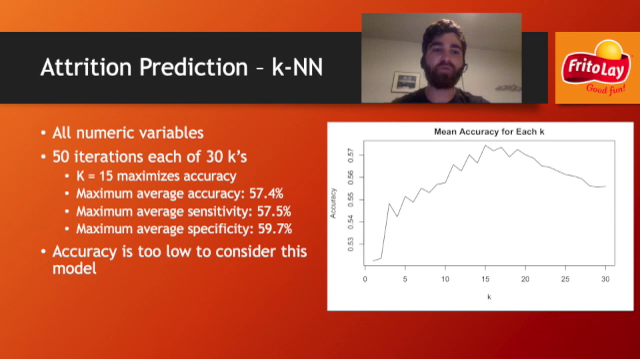So moving on, we started to predict attrition using a KNN model. We started with all of the numeric variables in this KNN model because you can't put categorical variables into a KNN model without one-hot encoding, and I didn't think that that was appropriate for this analysis. We did 50 iterations each of 30 Ks, and we found that K equals 50 maximizes accuracy, but accuracy only maxed at 57.4, which just wasn't high enough for this model.